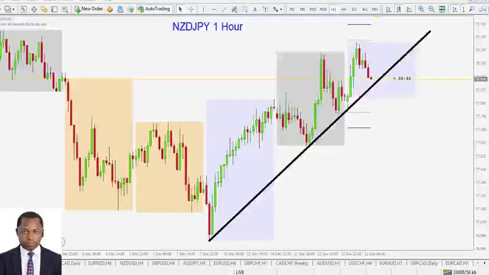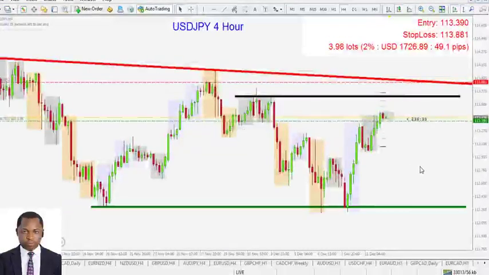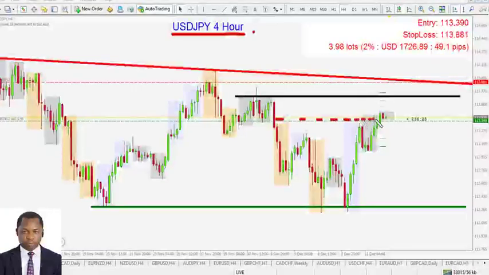Okay, we are very quickly going to look into all the pairs just to see what's been going on. Okay, the first one is the American dollar against the Japanese yen. Yesterday we took a sell limit order which has been triggered right now. Right there, price is still trading around the entry zone.